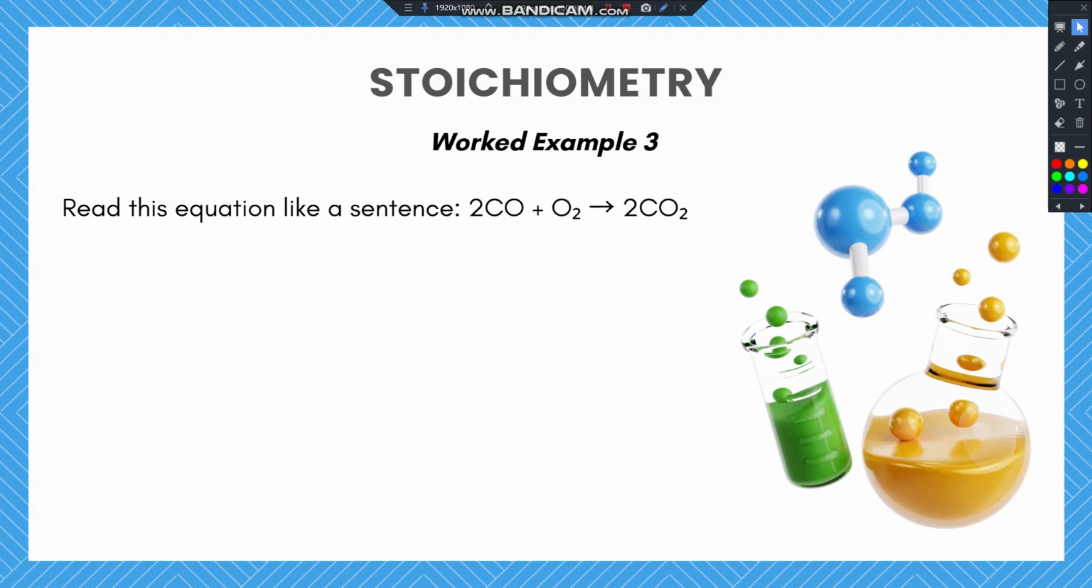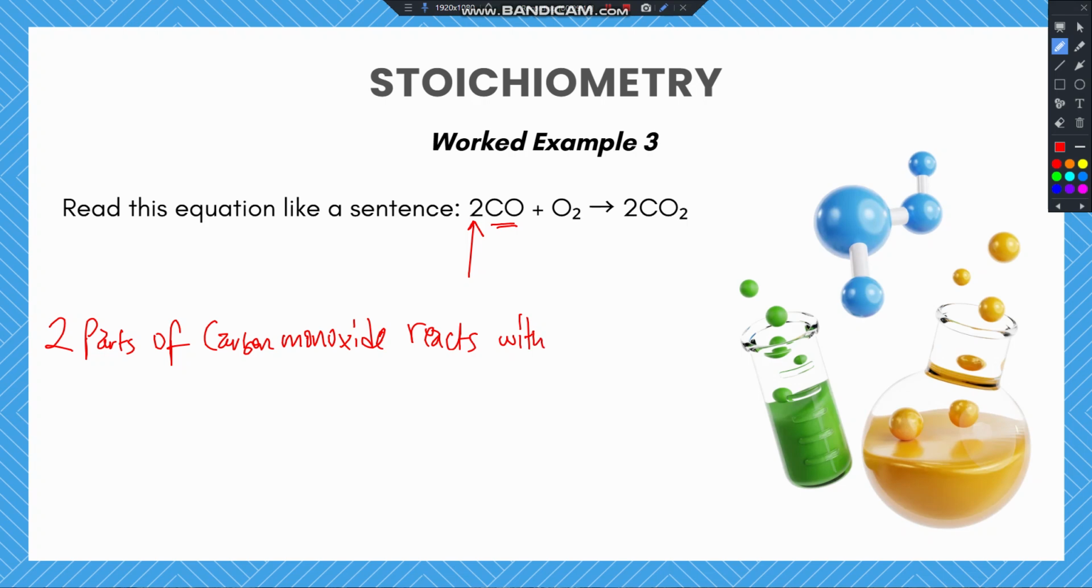Example number 3 says read this equation like a sentence. Okay, this can be done pretty easily. To read this like a sentence, we have carbon monoxide over here, and there's a coefficient of 2, so we have 2 parts or 2 moles of carbon monoxide reacts with 1 mole or 1 part of oxygen.